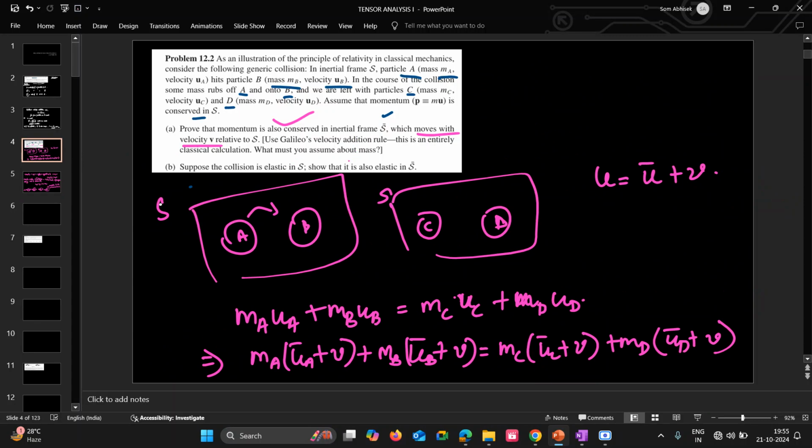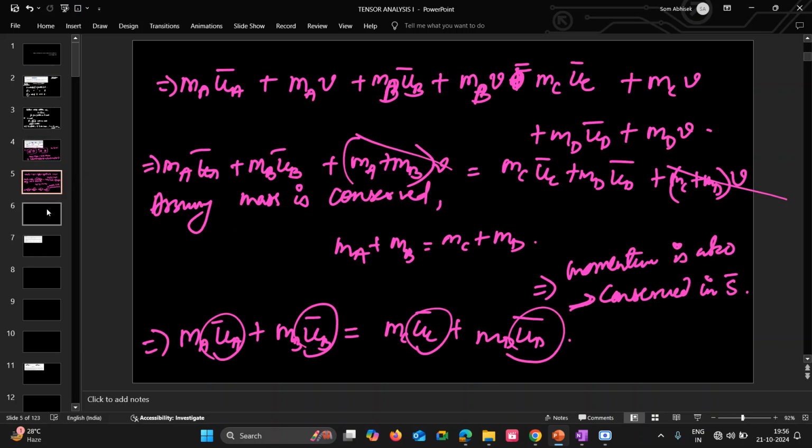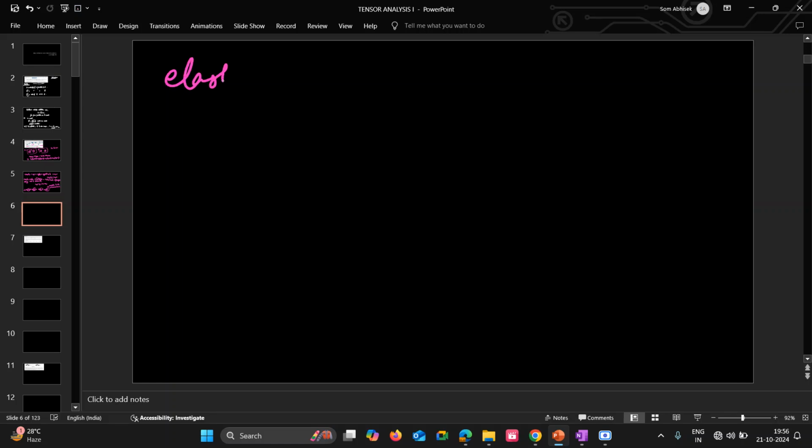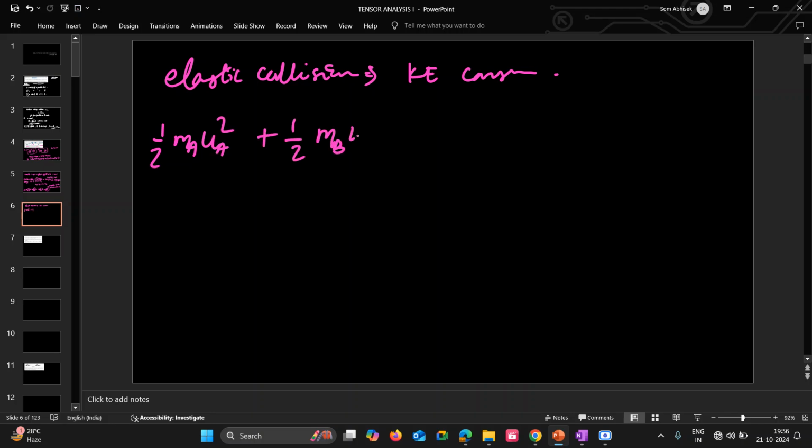Suppose the collision is elastic in S; show that it is also elastic in S bar. So momentum is already conserved. So what is left for elastic collision? Kinetic energy should be conserved, right? So we can write again half Ma Ua square plus half Mb Ub square is equal to half Mc Uc square plus half Md Ud square.